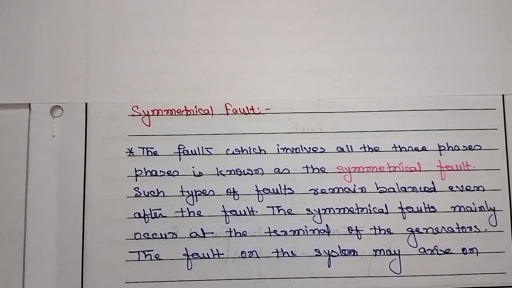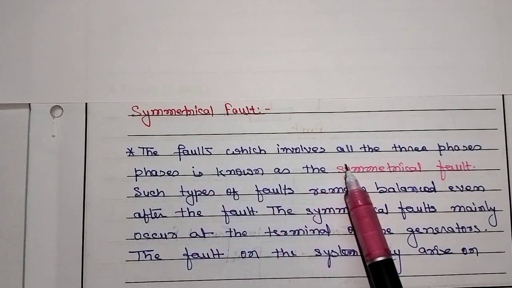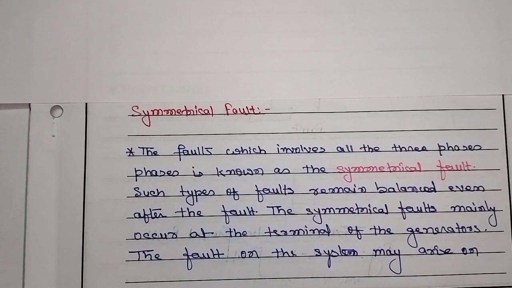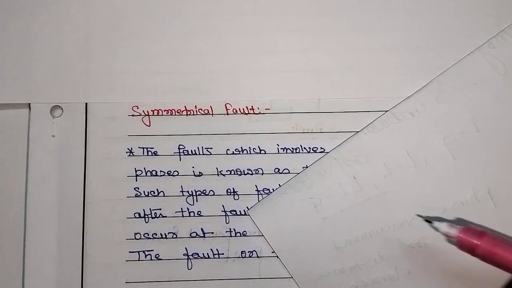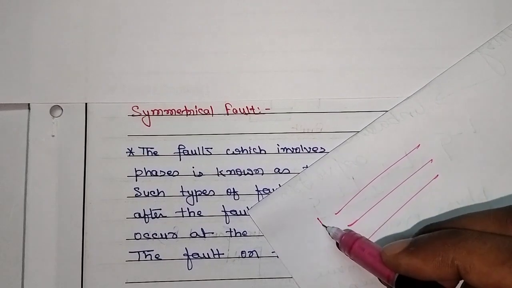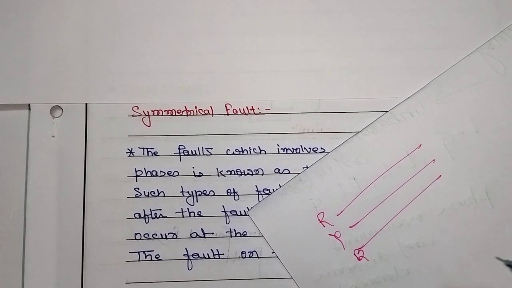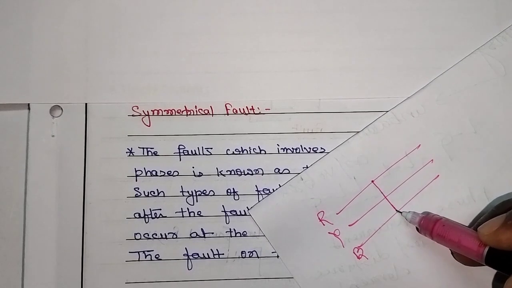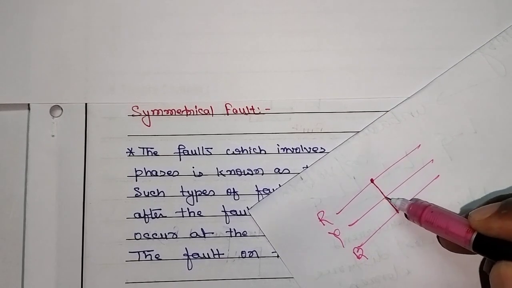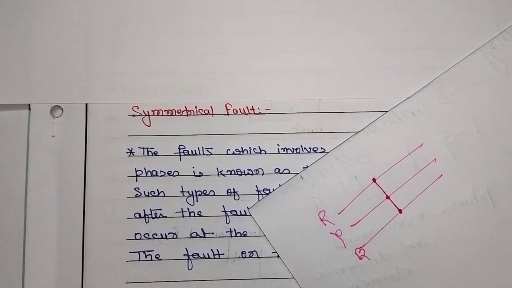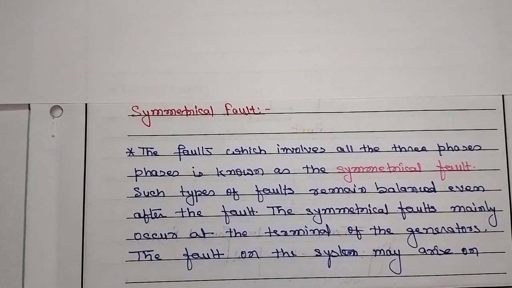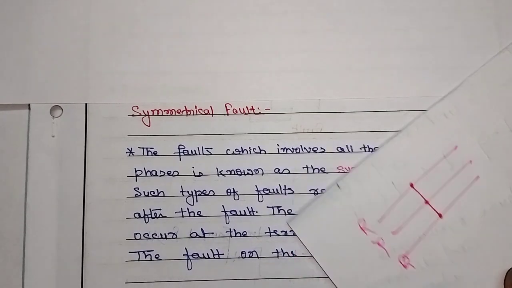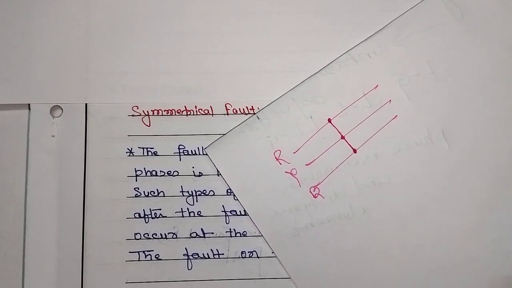The first sentence he has written here: the fault which involves all the three phases is known as the symmetrical fault. Suppose we have the three phases R, Y and B. When it involves all the three phases, then only it is called the symmetrical fault. Such a fault remains balanced even after the fault. Suppose the pre-fault and the post-fault conditions.